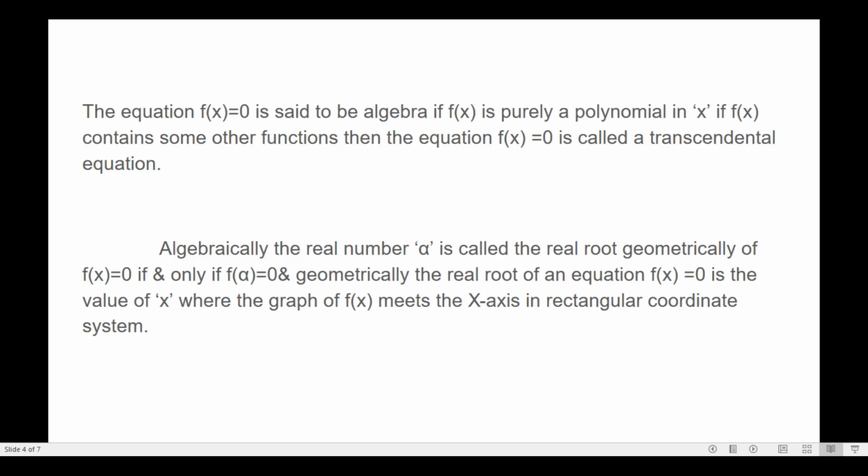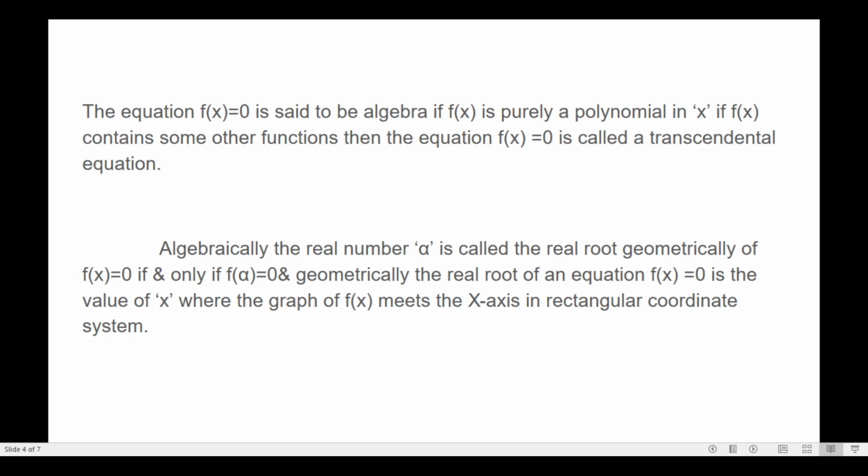Like that, every polynomial equation of an odd degree must have at least one real root of the sign opposite to that of its last term, the coefficient of the first term being positive. Based on this, we can say the location of roots.